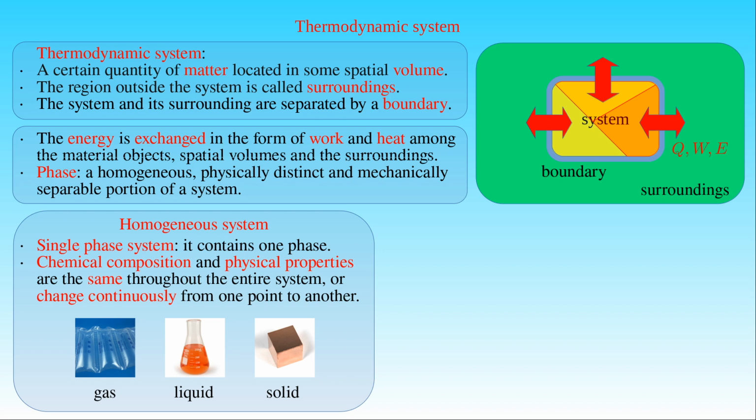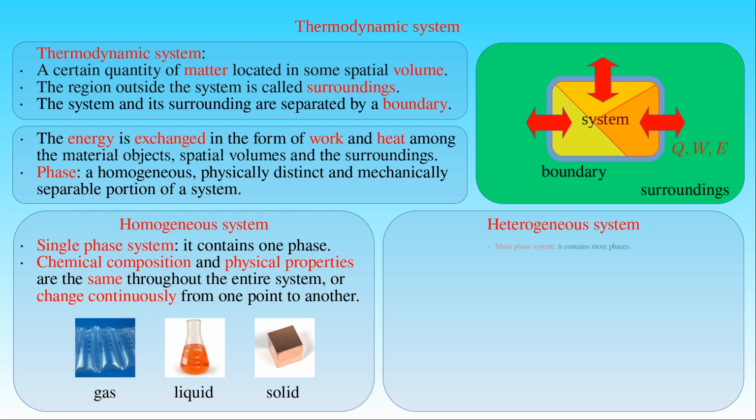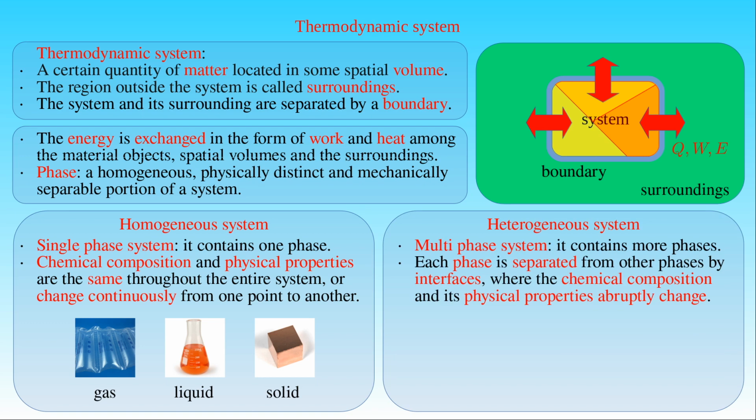In thermodynamics, we can study the transport of heat or other forms of energy in these relatively simple systems or in the interaction with their environment. A heterogeneous thermodynamic system consists of two or more phases. In such a system, each phase is separated from other phases by interfaces, where the chemical composition of the substance or its physical properties abruptly change.